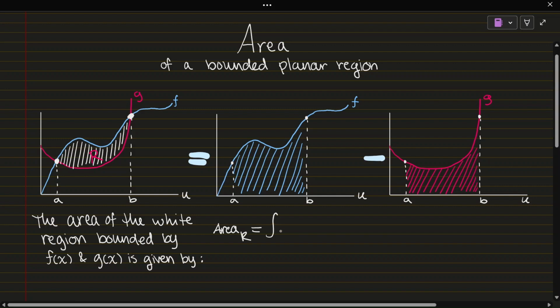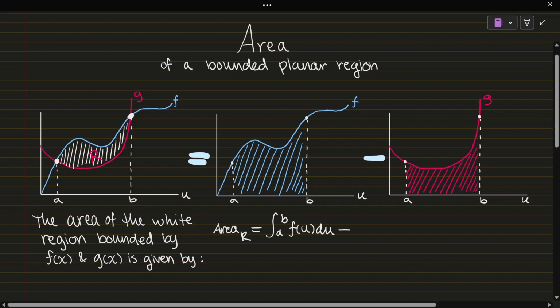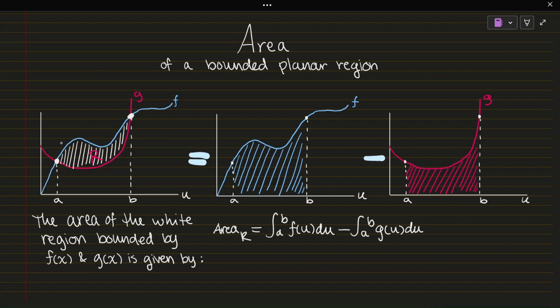So what this tells us is that the area of R that we're looking for is equal to the integral from a to b of f of u du minus the integral from a to b of g of u du. The reason I say a to b is because a and b are where my two functions f and g meet. So f of a is equal to g of a, and g of b is equal to f of b. Those a and b values would be my bounds.